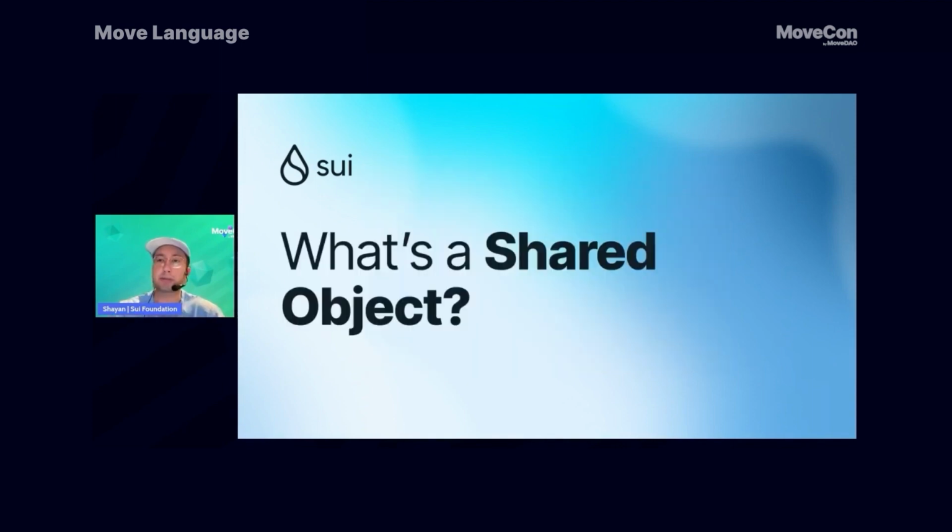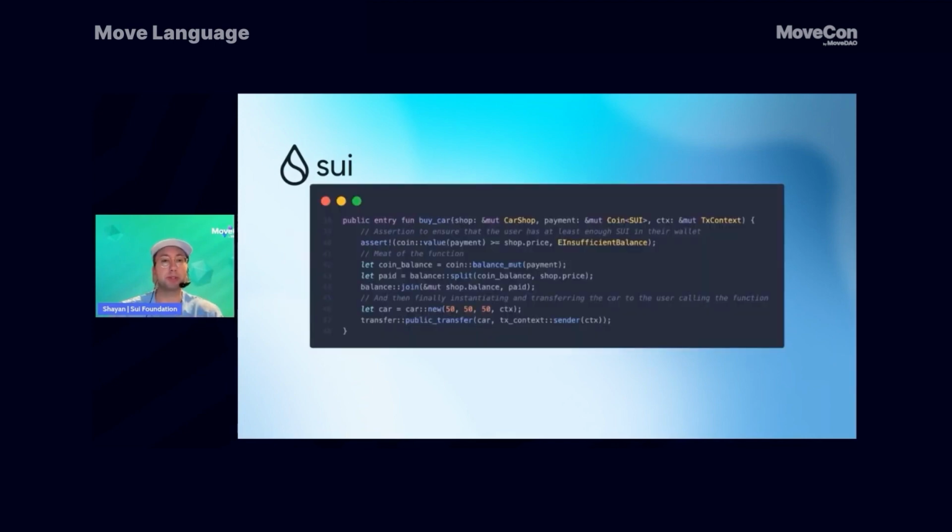So what is a shared object? We were talking about it earlier, but essentially a shared object is an object that anybody on the network is able to interact with, within certain parameters, of course. One of the biggest things that Sui does is that it has that difference between single writer owned objects, what you would think of like NFTs or tokens, and then shared objects like this car shop that we'll see in a bit how it's used.